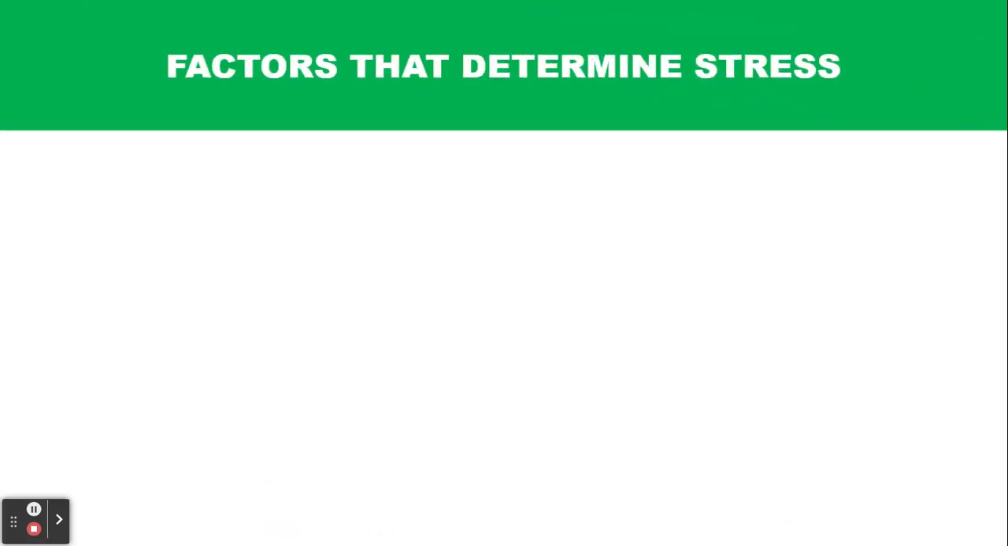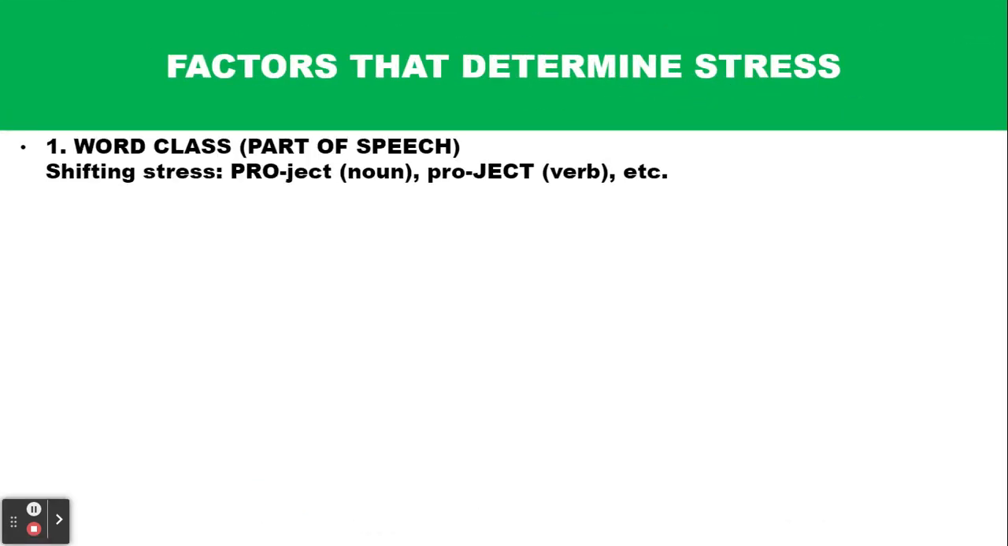Now let's get started right away by looking at the factors that determine stress. The first factor is word class, what is traditionally known as parts of speech. Now take shifting stress for example. When you look at the word project, this means you are placing stress on the first syllable, and the meaning you are conveying is that this is a noun, project. All right, you are talking about something that someone is handling, a project.